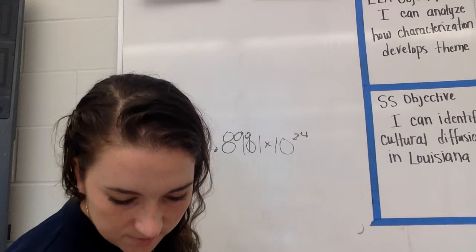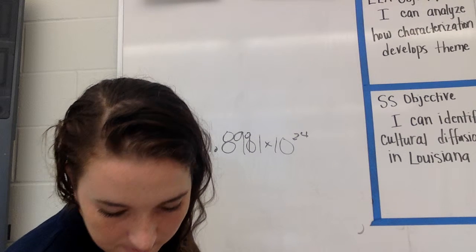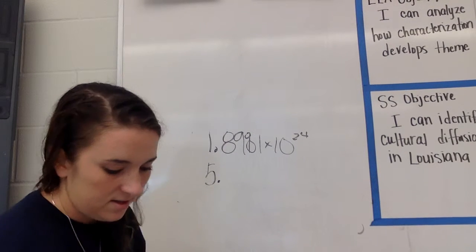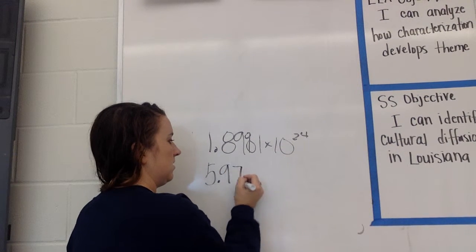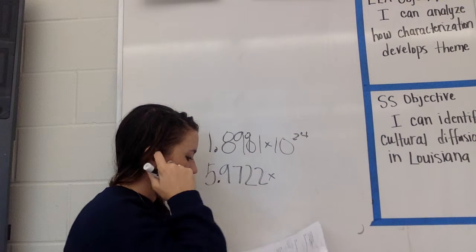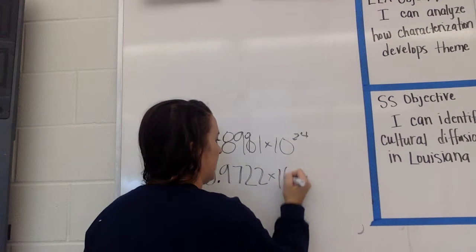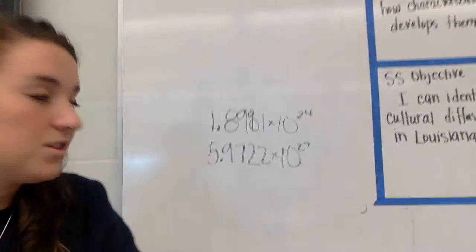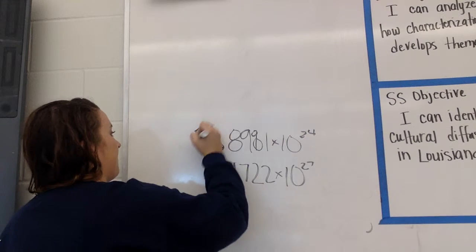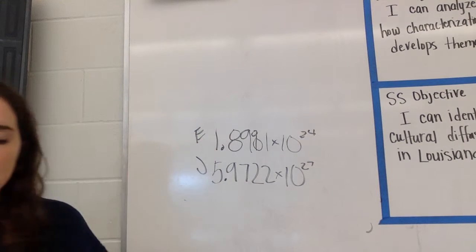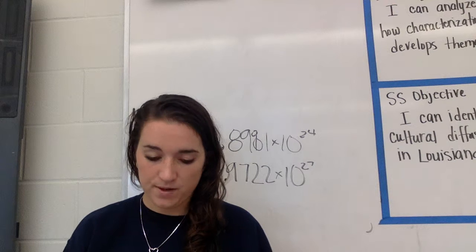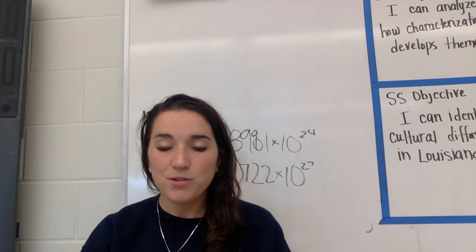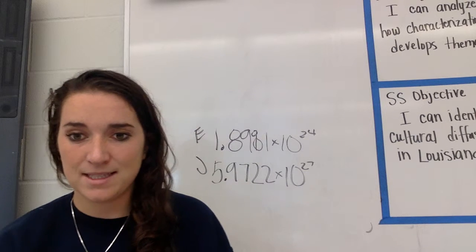Is that right? Yeah, and then the mass of Jupiter is 5.9722 times 10 to the 27th. All right. So we know the mass of the Earth and the mass of Jupiter. We want to know how many times greater is the mass of Jupiter. What operation am I going to be using? I'm going to be using division because it says how many times greater.